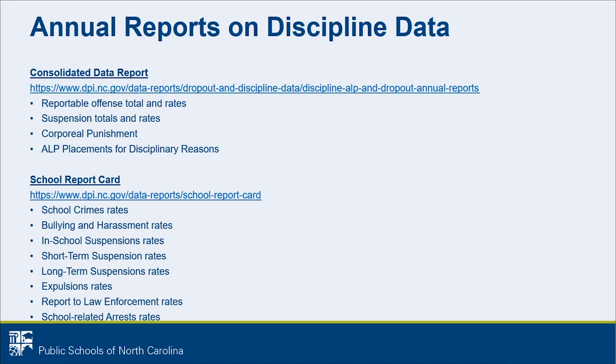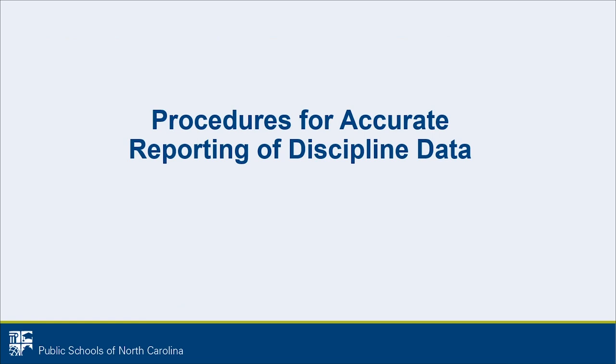The school report card found at the link provided provides data on rates of crimes, bullying and harassment, ISS, OSS, expulsions, reports to law enforcement, and school-related arrests at the state, district, and school levels, and broken out by student groups. Discipline data is also required for federal reporting, including the CRDC, as well as a new report on preschool disciplinary data. In the previous slides, we have discussed the state and federal requirements for reporting discipline data.